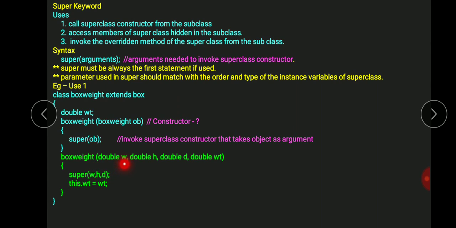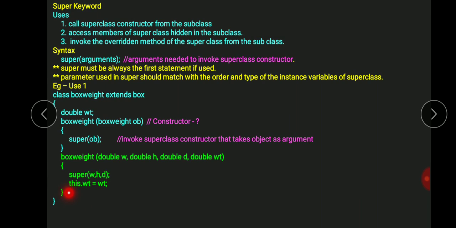So in order to initialize a superclass instance variable, it is sufficient to make use of the super keyword to invoke the parameterized constructor, and only the instance variable that belongs to the subclass is initialized here with the help of the this keyword.